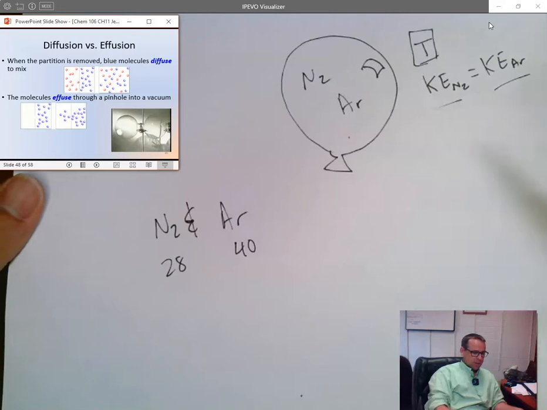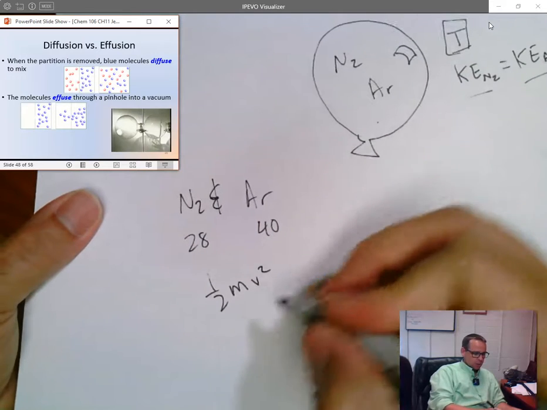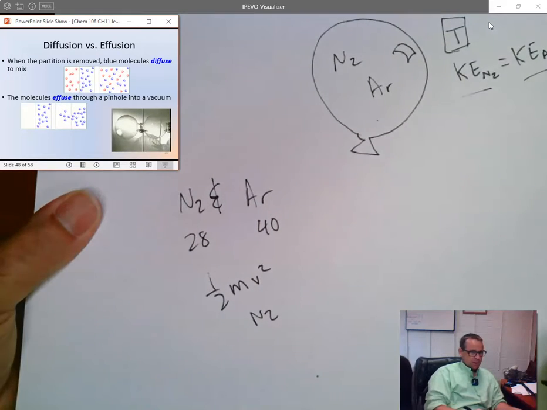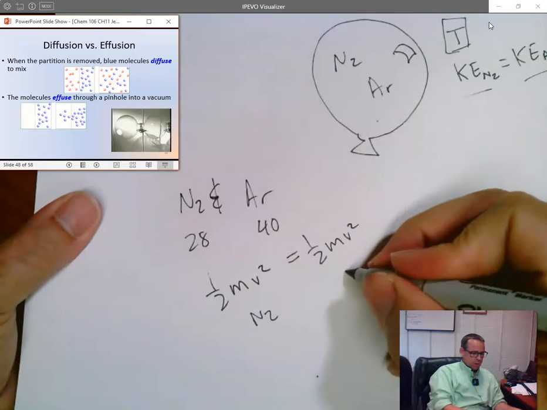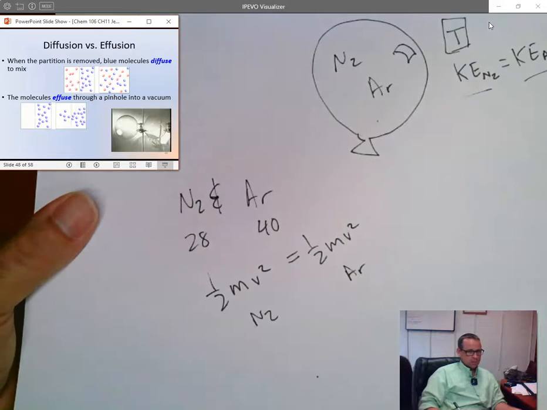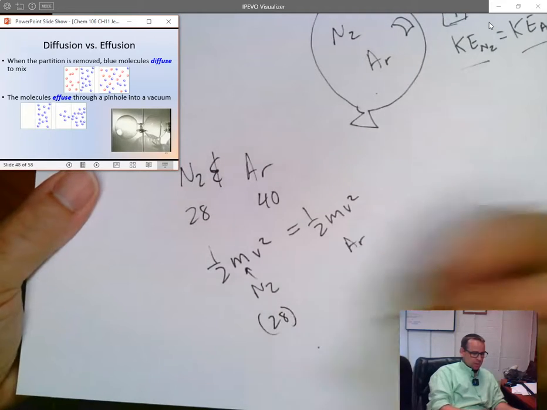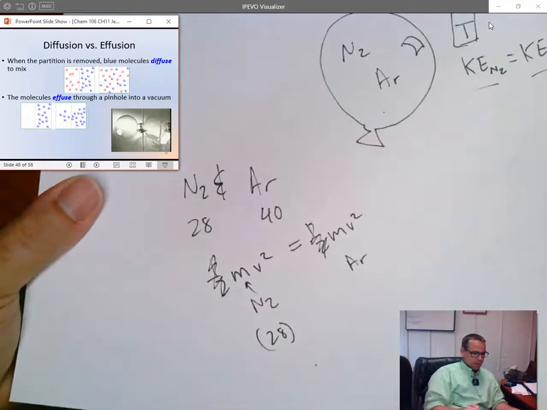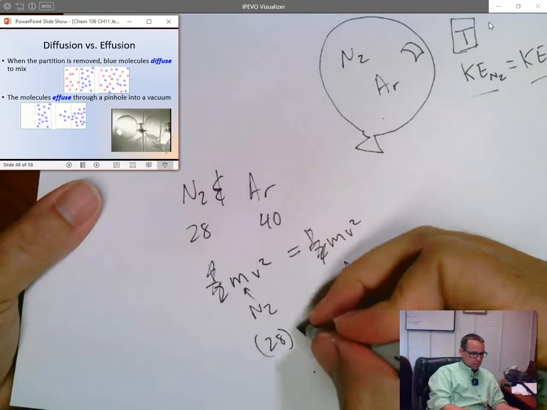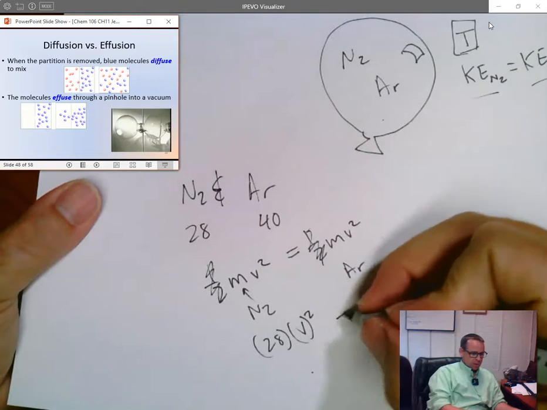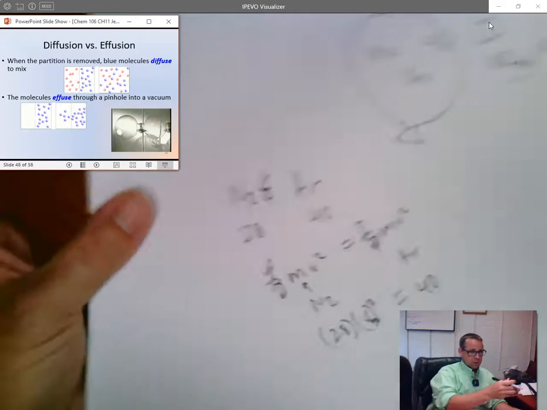It will, because if I look at 1/2 mv squared for, let's say this is the nitrogen, that's equal to the 1/2 mv squared for the argon, right? And because the mass here is 28, the 1/2s cancel out, so I don't have to worry about them. But the mass here is 28. The mass here is 40. This is the velocity of the nitrogen.